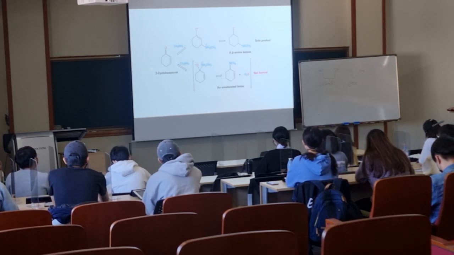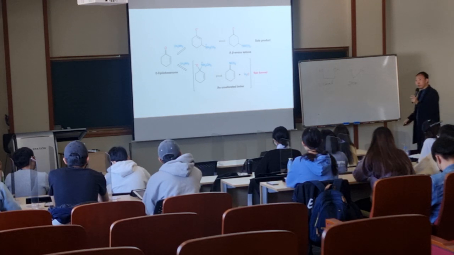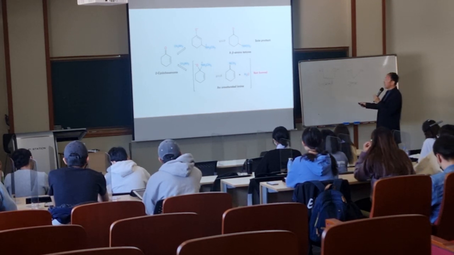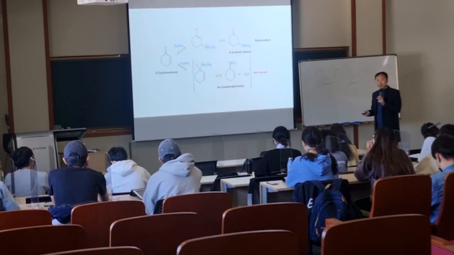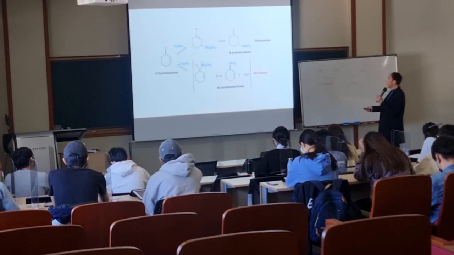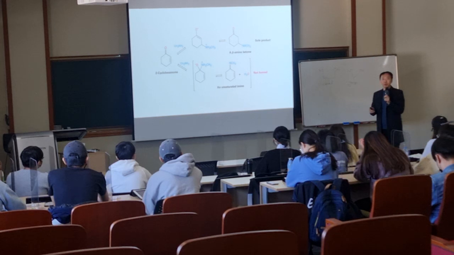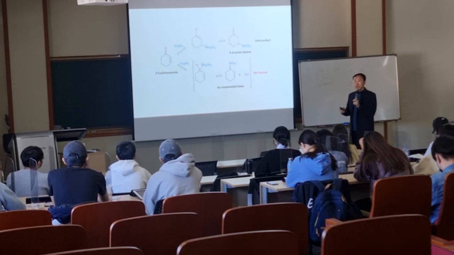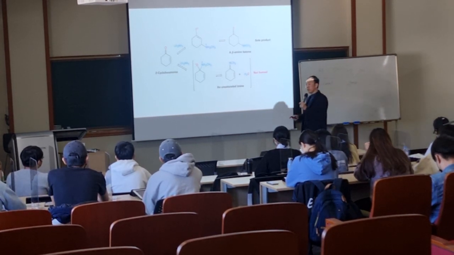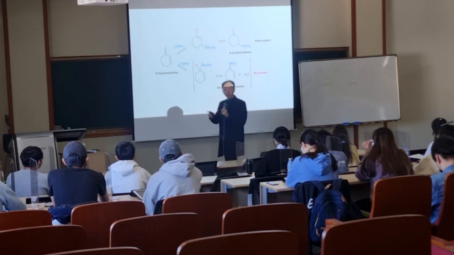That's why if you have the alpha, beta unsaturated carbonyl with the amine group, only the 1,4 product is the dominant product. The 1,2 product may be temporarily formed, but it can shift back to the 1,4 product. Okay. Amine added to alpha, beta unsaturated ketone forms the 1,4 product.